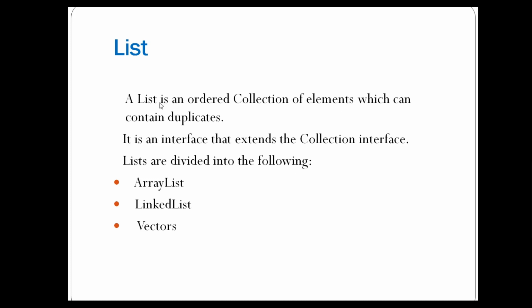So let's understand something more about the list. A list is an ordered collection of elements which can contain duplicates. Yes, a list can contain duplicate elements. An array also can contain duplicates. It is an interface that extends the Collection. As we have seen in the diagram, List is the child of the Collection interface. Lists are divided into three types: ArrayList, LinkedList, and Vector.